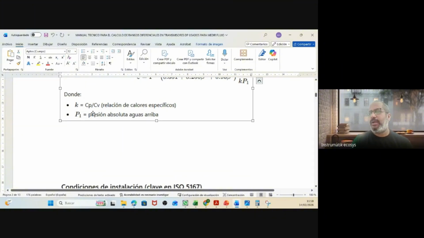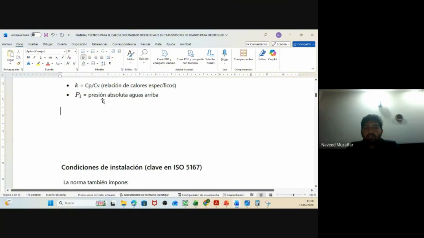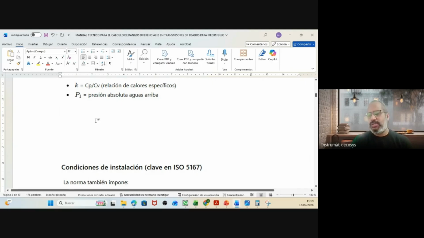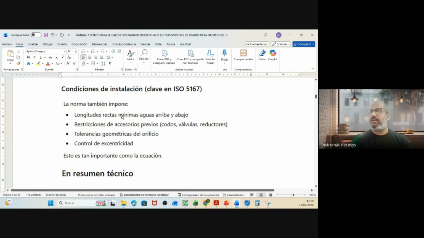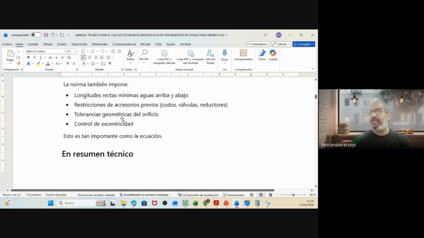So this is another parameter, which is K, the specific heat ratio. This one is also for gases. Factor K is another piece of data that you must have, and this one is pressure, the upstream pressure, in absolute. Downstream pressure, for this calculation, you don't need P2. You don't need downstream pressure, only upstream pressure. And this is all installation conditions, which is not the matter right now.